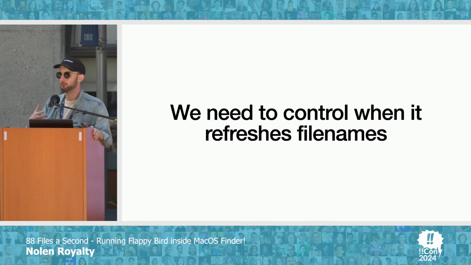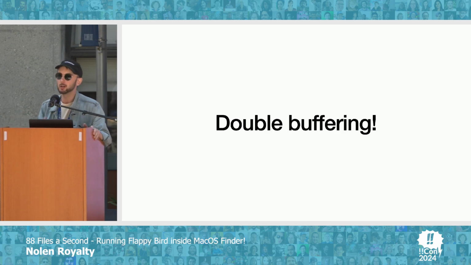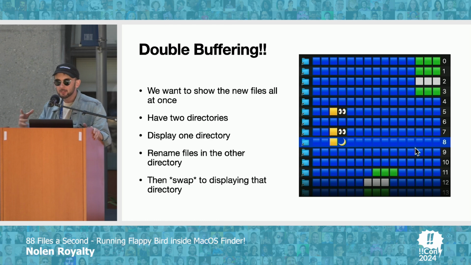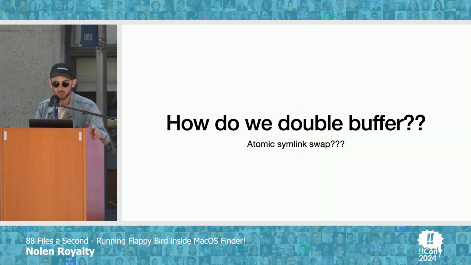Well, I looked at the techniques that people typically use to solve this and came up with double buffering. Double buffering is a really cool technique, a common way of solving exactly this problem with real games. The basic idea is we want to show all of those renames at the same time. With double buffering, typically you have two buffers. Since our buffers are directories, we're going to have two directories. We display one directory, we rename all the files in another directory, and then we swap to displaying that directory all at once so that Finder never has a chance to show old and new stuff at the same time.